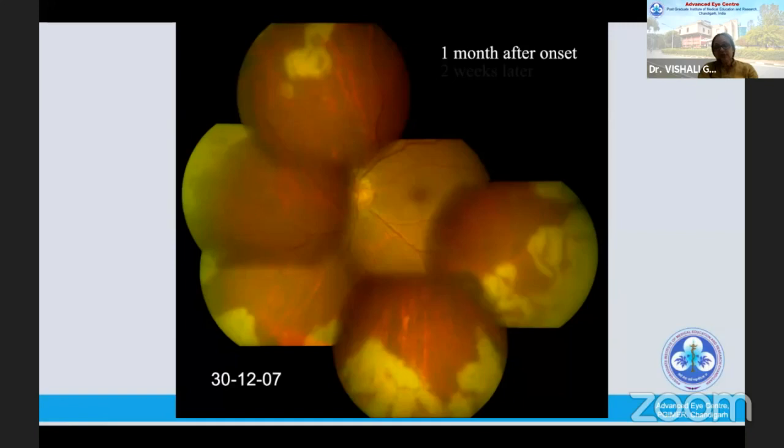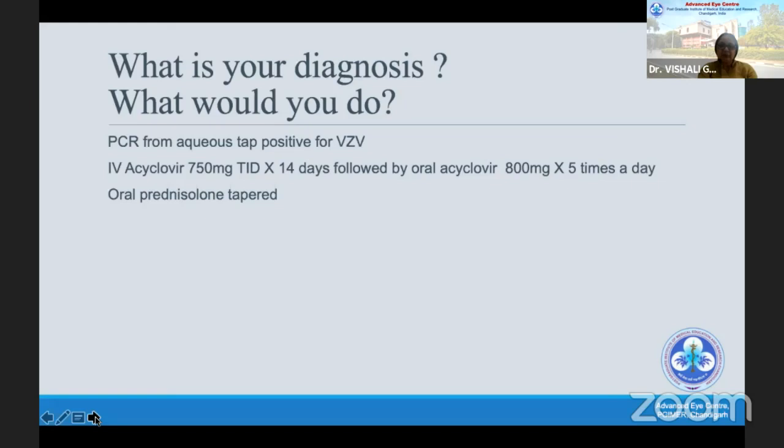So maybe these lesions were not this extensive when the patient was started on steroids. So you really have to take an effort. But if you remember, I showed you he had 1+ vitreous cells. So probably that means you have to make this extra effort. So what would you like to do now? We did the PCR, but that's more of an academic exercise.